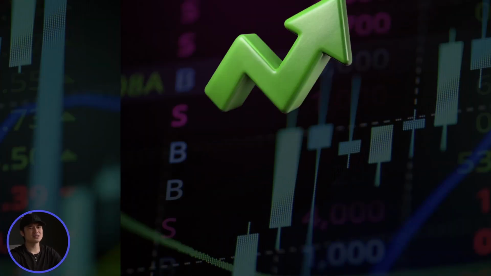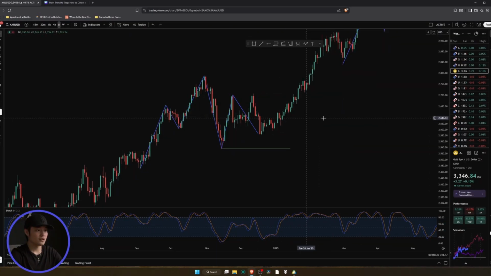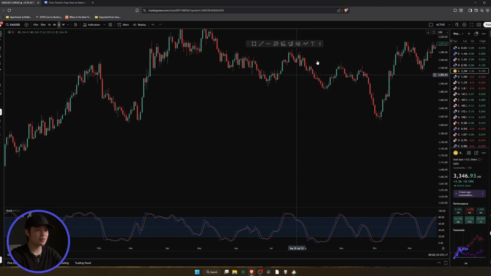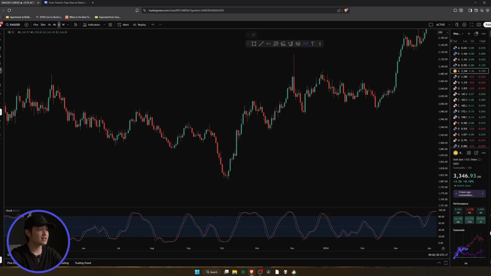Okay, let's go straight to the live study case on chart. Let's go to the chart. On the chart itself, I have plotted some trend reversals around here. Let's do some study cases. This is our aggressive bullish trend transition like this. The price makes a lower peak, lower trough, then another lower peak, and then this is the lower trough.